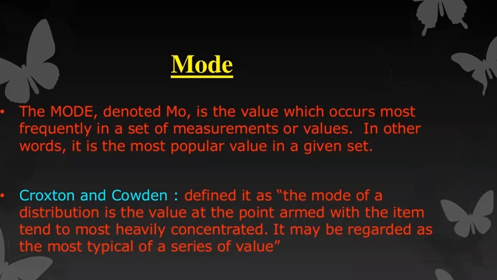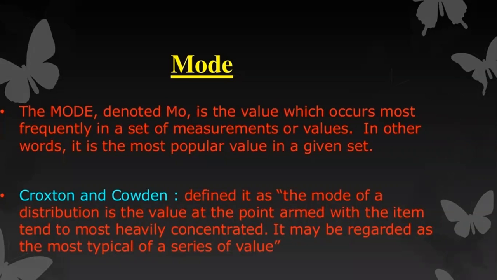The mode, denoted MO, is the value which occurs most frequently in a set of measurements or values. In other words, it is the most popular value in a given set. Croxton and Cowden, these are the two statisticians, have defined the mode like that.